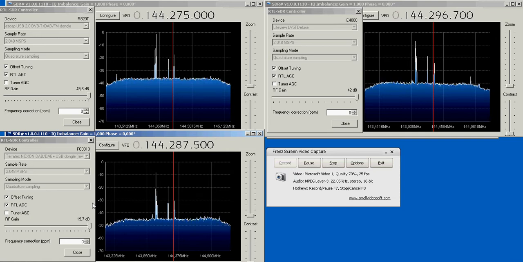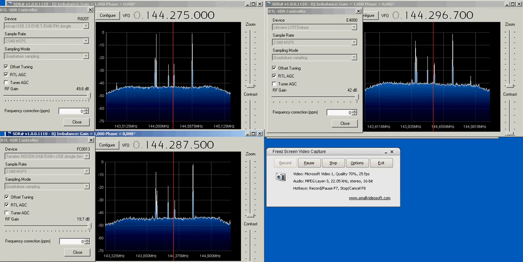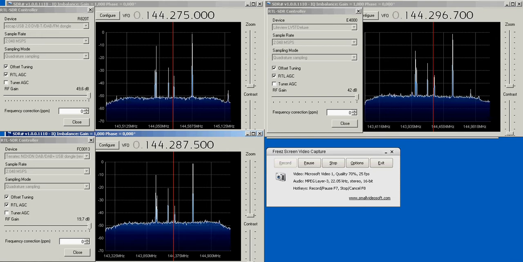Now I switch on a second generator of the same signal level, 300 kHz higher in frequency. And you can see it comes here, here, and here. Now I increase the level from -115 in steps of 10 dB. 10, 20, 30. We can see the AGC acts. 40. And the desired signal, which is the one at 144.3, is still good in all the dongles.